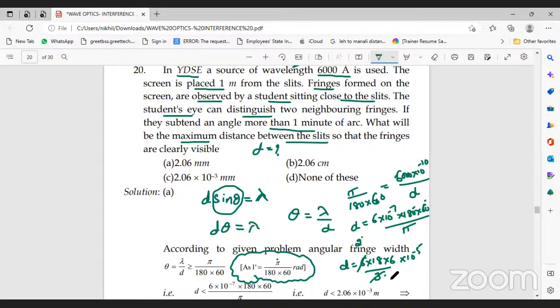Approximately we will get 216 into 10 power minus 5, or you can say 2.16 into 10 power minus 3. So it is almost 2 millimeter. So what is the maximum distance between the two slits it can have? About 2.06 millimeter, option A. Yes, approximately, option A.